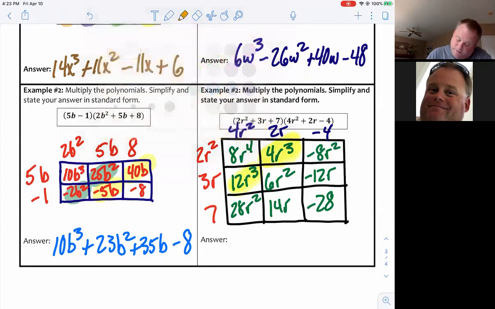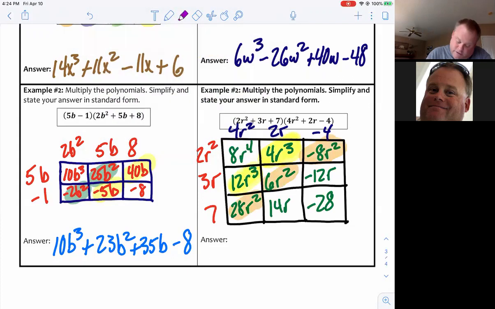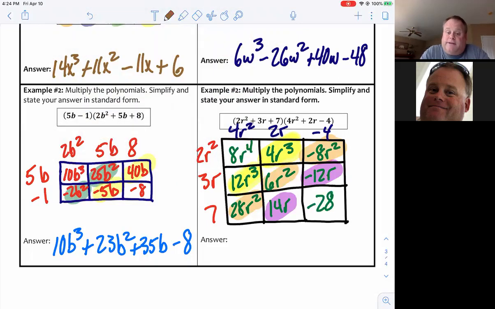I have that one. I have this one, all the r squareds. And then I have the r's right there. Once again, our first term and our last term have nothing to combine with. And as we do this, now we can combine like terms, right? Sorry, I was looking at the colors, trying to pick one I had used.